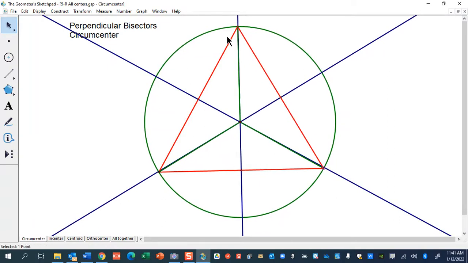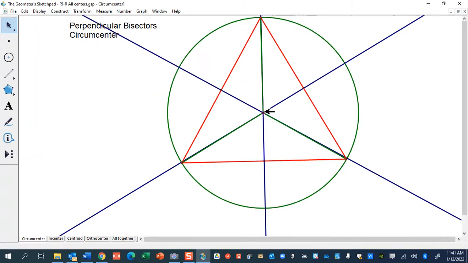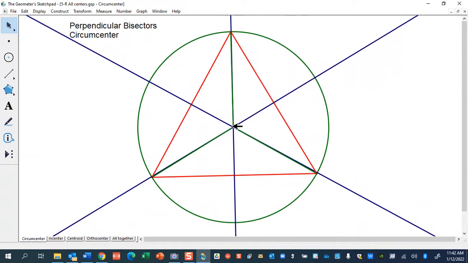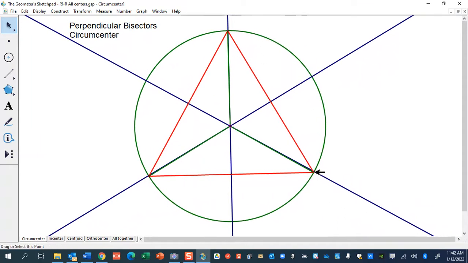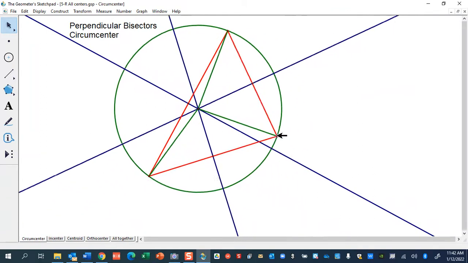The blue is the perpendicular bisector. The green is my distance. This circle around is the circle that's circumscribed. This point of concurrency here is my circumcenter. So that's what it looks like when I have an isosceles triangle.